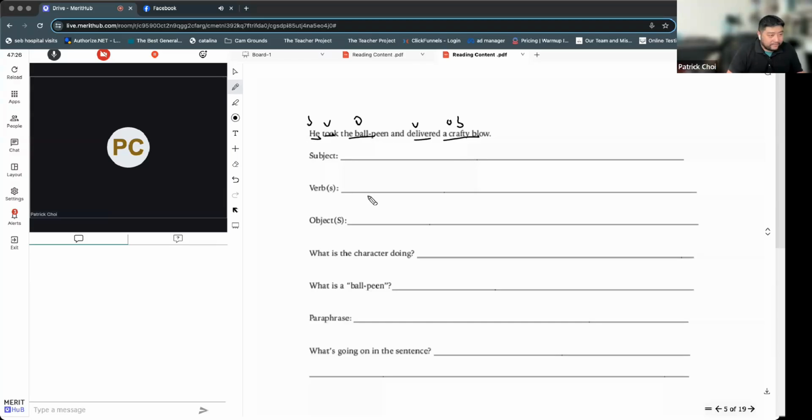If you don't know what the word crafty means, crafty is an adverb, so it's describing the word blow. So what kind of blow, right? Sure, I might not know exactly what they mean specifically by crafty, but I do know that he takes the ball peen and he hits it. He hits the machine or the ventrilia or whatever it is.